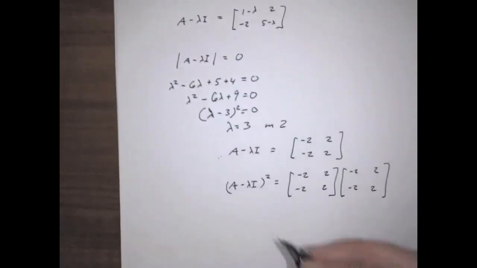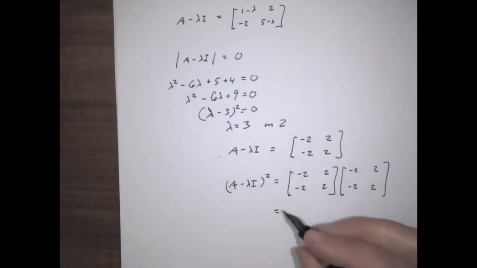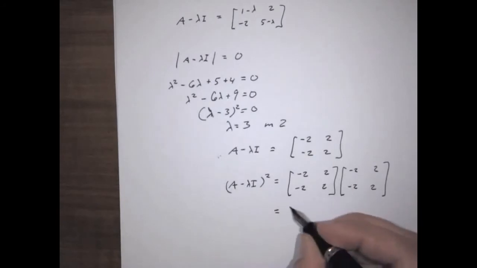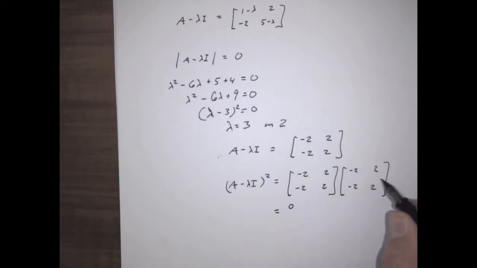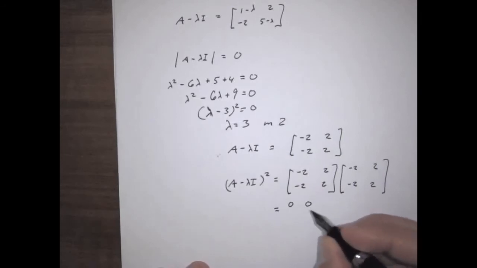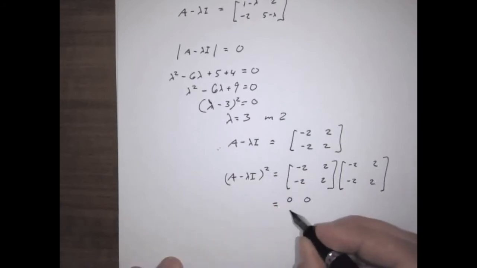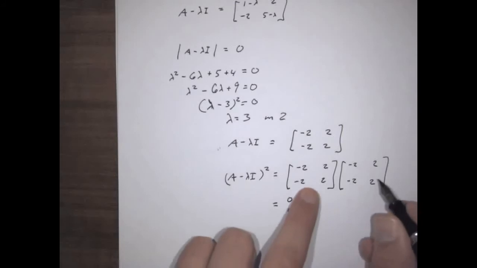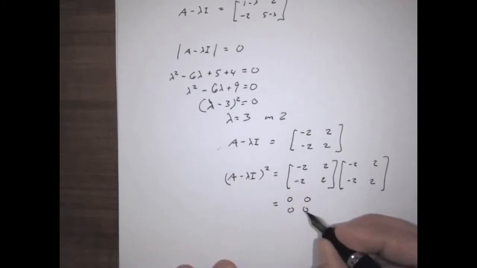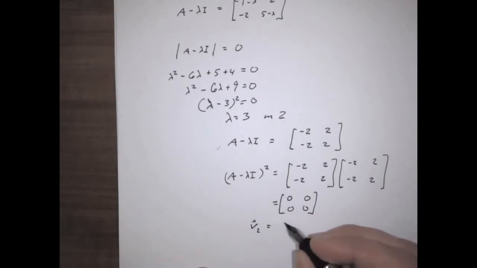So we just see what happens. We multiply, matrix multiplication, and we get, looks like 4 minus 4 is 0. Then negative 4 plus 4 is 0. And then over here, once again, 0. And the last one, also 0. This will be a very common case. So V2 can be basically anything we want.